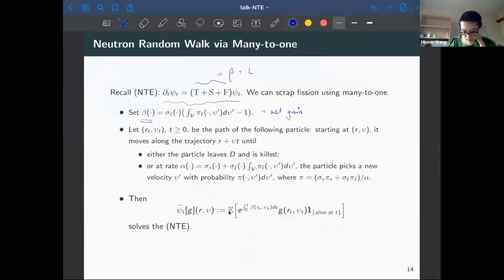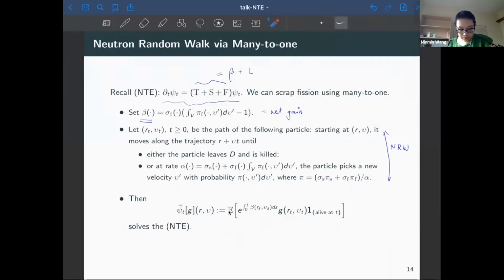I'll call the law of this particle a neutron random walk. Once you have such a neutron random walk, what you can do is check if it is still alive at time t. If it is, then feed it into this function g, then amplify it by this exponential weight, and take the expectation. It turns out this gives you another representation of the solution to the NTE. This is what we call the many-to-one formula.